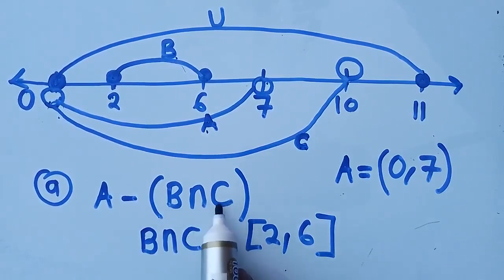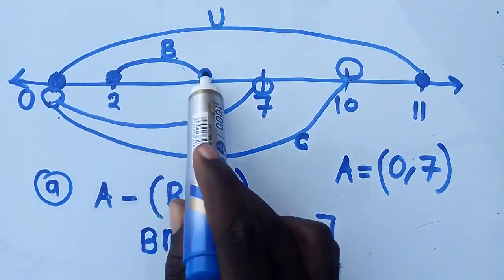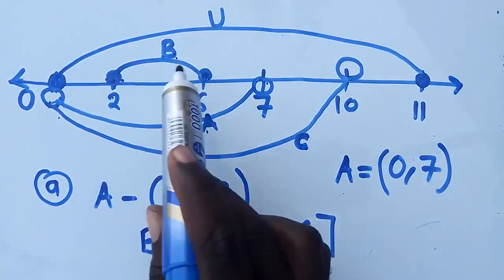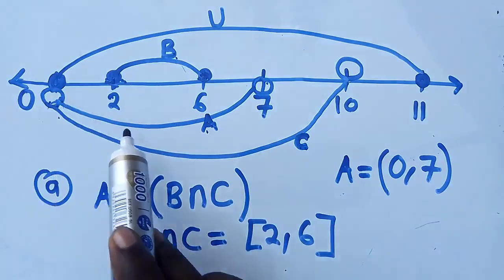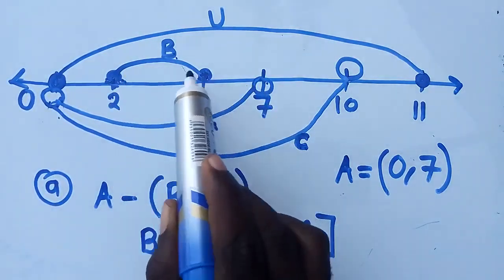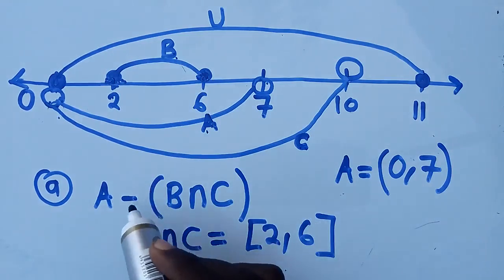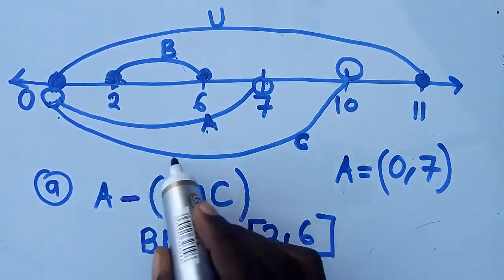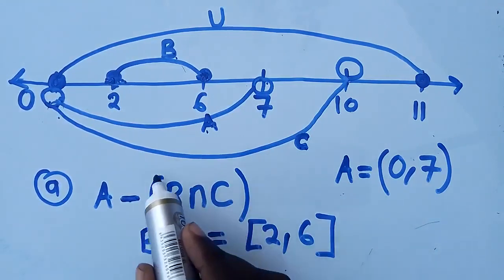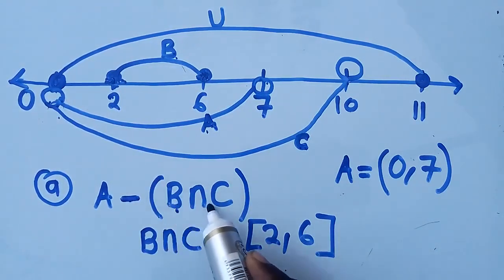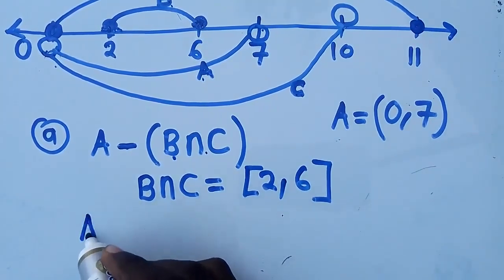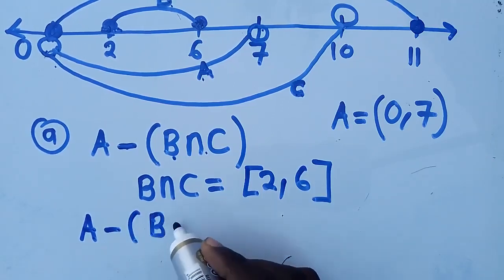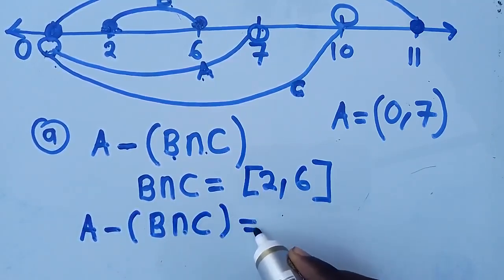B intersection C. B intersection C is this part here. Where is our A? Our A is this one here, from this part to that part. So they want to remove this part. This is minus. So if we remove B intersection C, what are we going to have? Finally, we are going to say A minus open bracket B intersection C is equal to, have you seen?